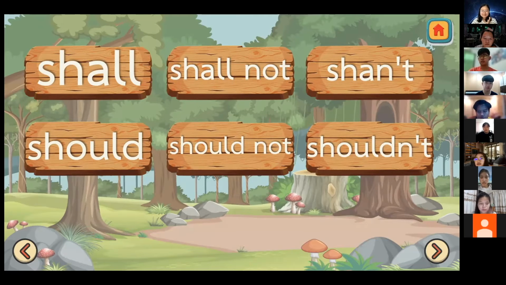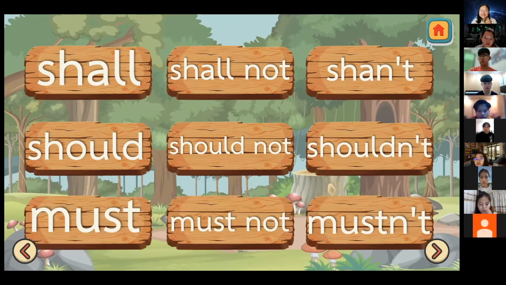And the last one is must, must not, and mustn't. 3, 2, 1. Must. Must not. Mustn't. Okay, good job, you guys. Clap your hands for yourselves.